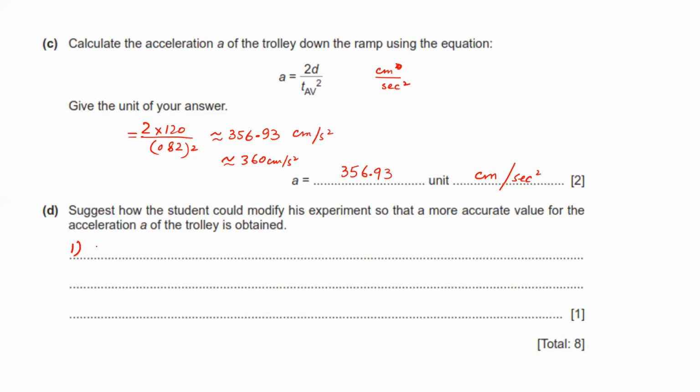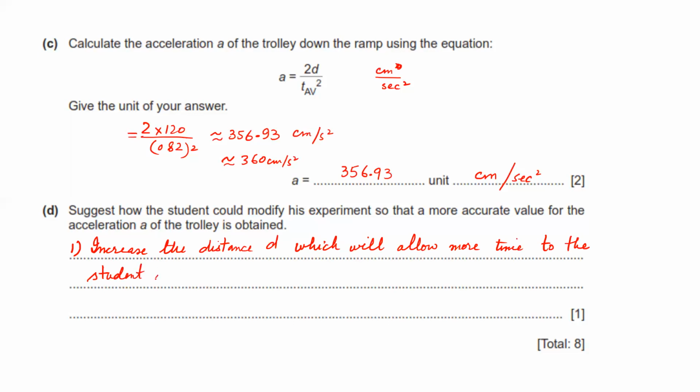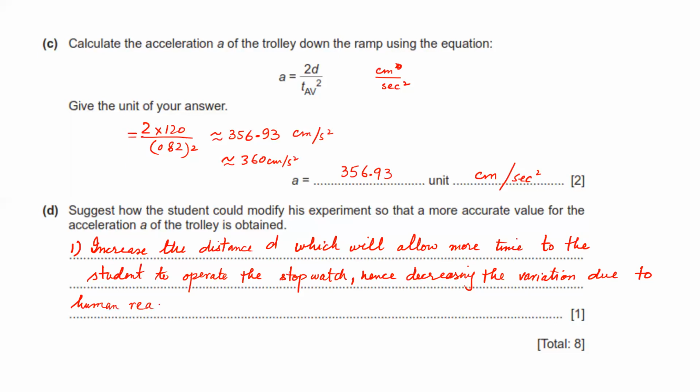So for suggest how the student, number one, we can say increase the distance D, which will allow more time to the student to operate the stopwatch, hence decreasing the variation due to human reaction error.